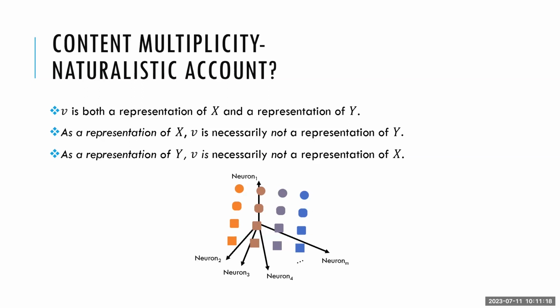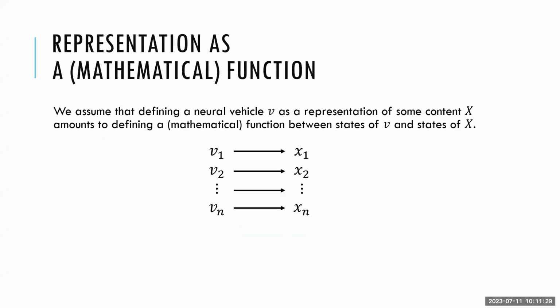And I'm going to try to say more about that in a slightly more formal way to show that there should be a challenge for naturalistic theories. If we add in this assumption, that defining a neural identity as a representation of some content X amounts to defining a mathematical function between states of V and states of X. I don't know if everyone's on board with this assumption. I think it's pretty okay, right? It's not too strong of an assumption. It's not that important to the argument, but it makes it a little clearer. So we're going to assume that if V represents X, then there has to be a mathematical function between states of V and states of X.